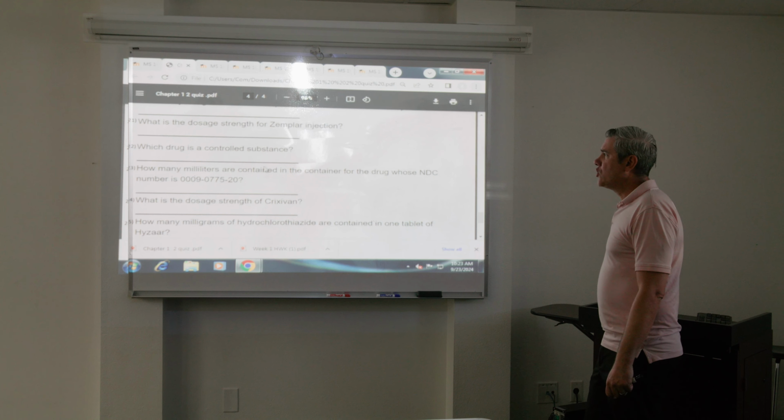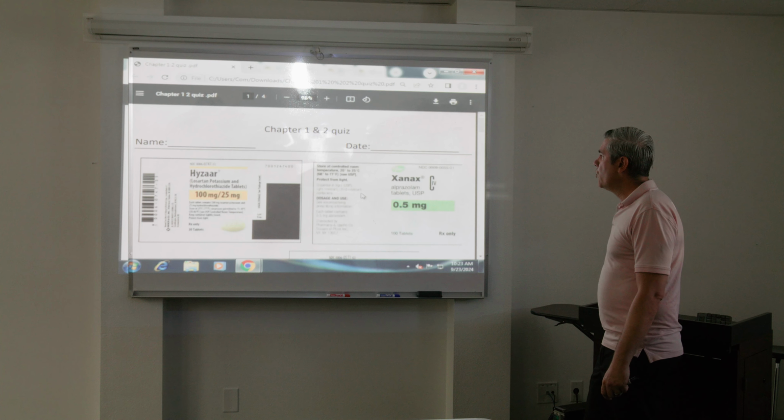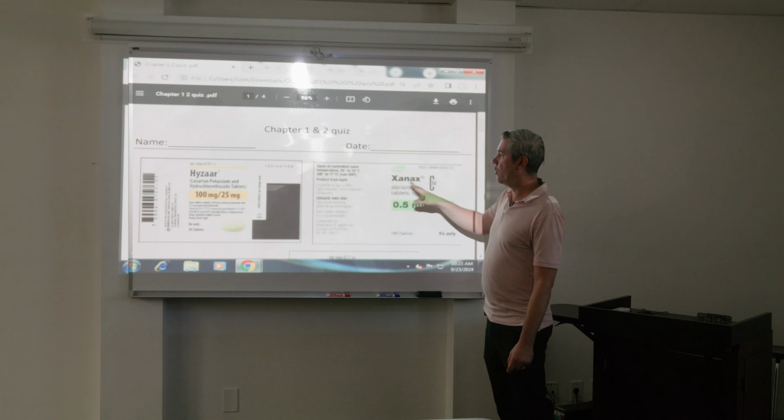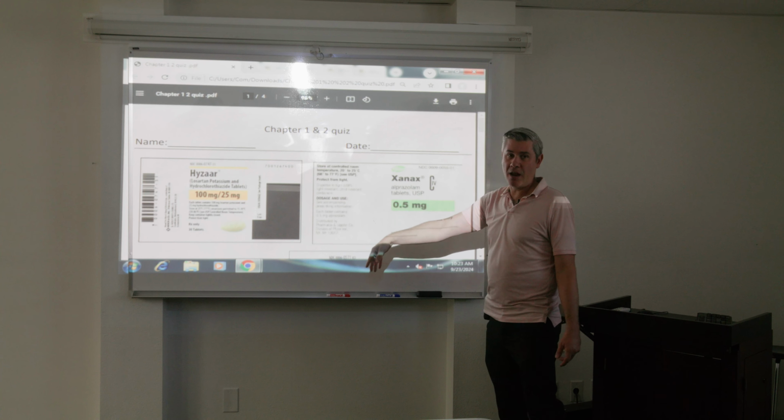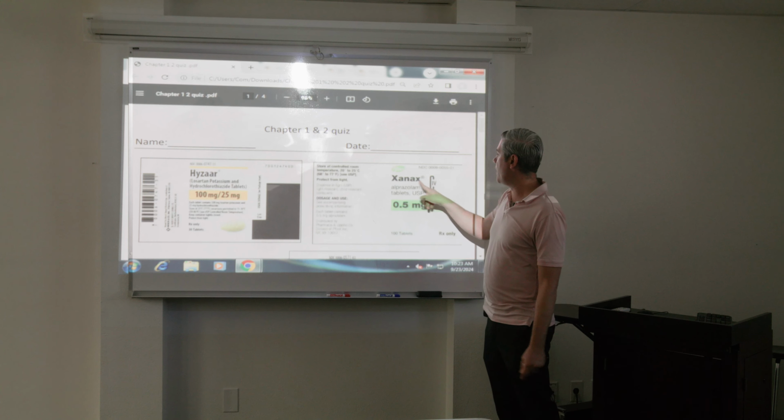Controlled substance, if you look at the notes, the PowerPoint, guys, you will see a big C. So the only one out of these medications I gave you, not out of your own mind, guys, out of this page, that has the C right here, the Xanax.